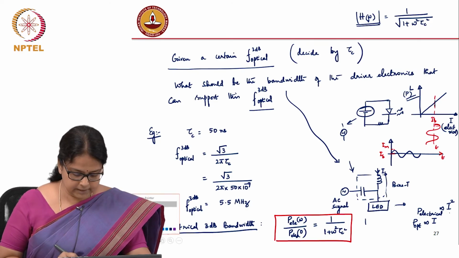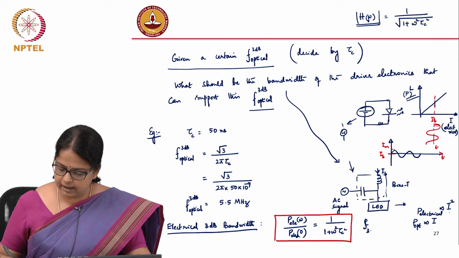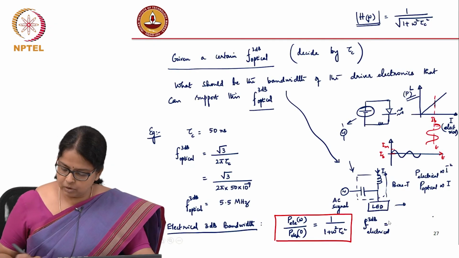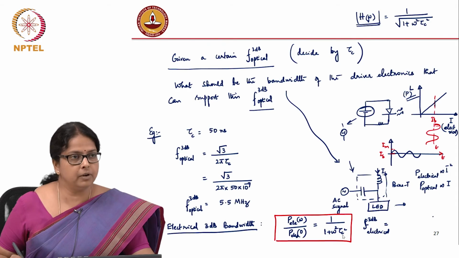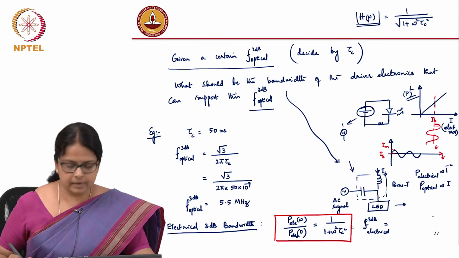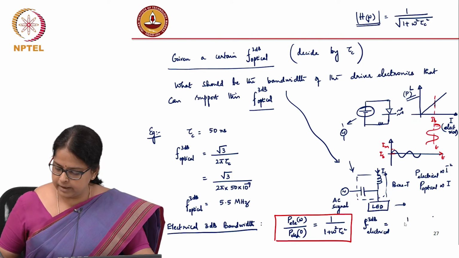And from this, what would be the 3 dB bandwidth? F 3 dB electrical would correspond to the case where this transfer function falls to half, and that would be given by 1 divided by 2 pi tau c.